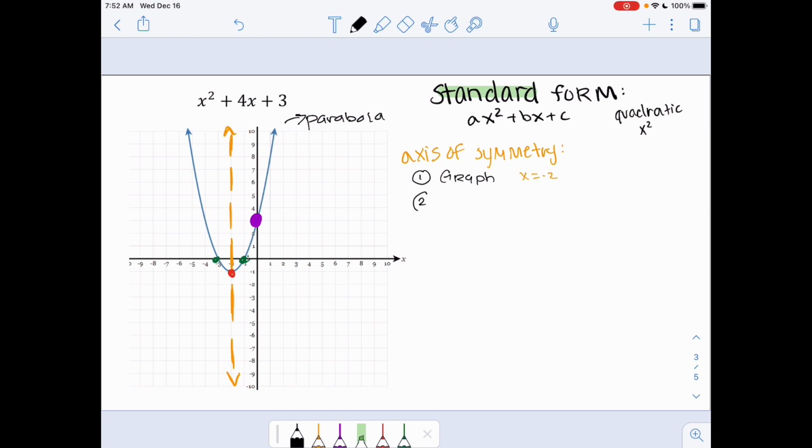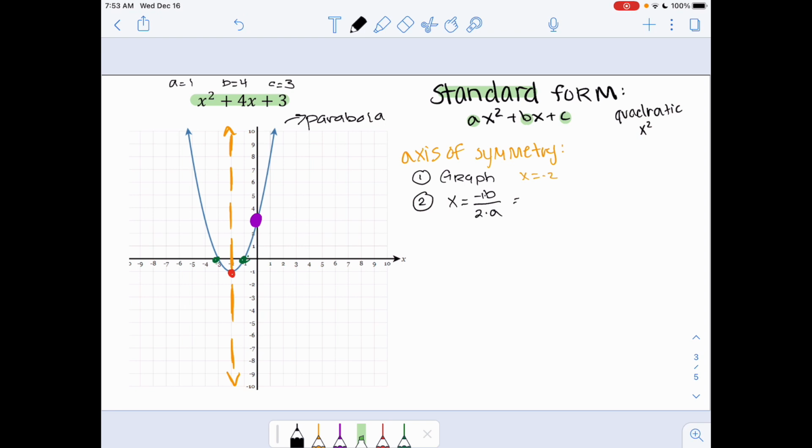But our second way is to use the axis of symmetry formula, which is -1 times b all over 2 times a. So let's actually pull out what that means. If you look at the standard form of a quadratic, you'll see the coefficients are called a, b, and c. Let's go ahead and pull out what my a, b, and c are. So if we look at our formula for this graph, looks like my a value is 1, my b is 4, and my c is 3.